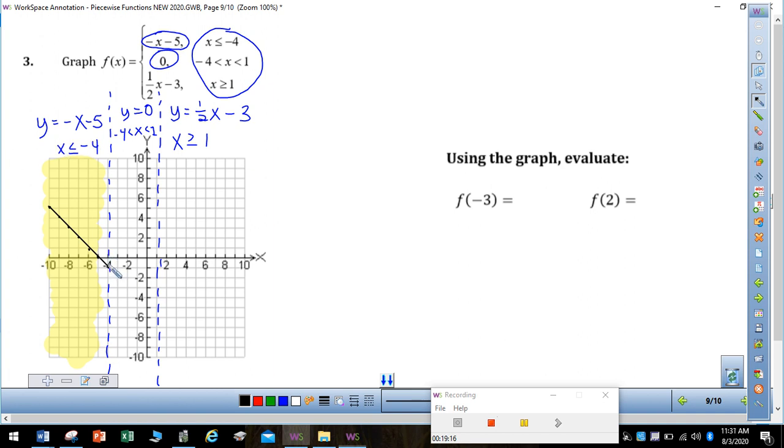Now, because that says less than or equal to negative 4, we're going to go ahead and do a big closed circle there. You can also put a little arrow right there on the end. Now, for the middle section, y equals 0. Hey, that one has a slope of 0 and a y-intercept of 0. So it's actually a flat horizontal line that's right on top of the x-axis. And so it's going to look something like this.